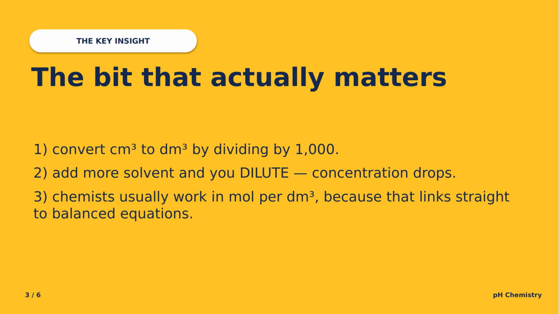3 things. 1. Convert centimeters cubed to decimeter cubed by dividing by 1,000. 2. Add more solvent and you dilute. Concentration drops. 3. Chemists usually work in mole per decimeter cubed because that links straight to balanced equations.